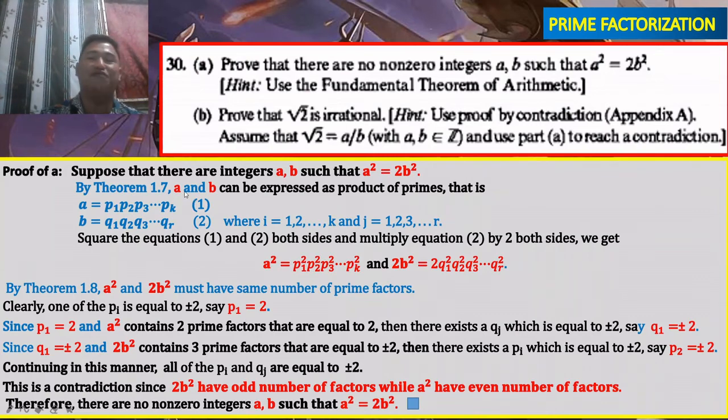So by Theorem 1.7, A and B can be expressed as product of primes, kay non-zero integers man natang A ug B class, di ba? Requirement naman itong kung non-zero integers ang A ug B. Okay. As a product of primes. So A is equal to P1 to PK, and then B is equal to Q1 to QR. Okay, product, where I is from 1 to K, and J is from 1 to R.